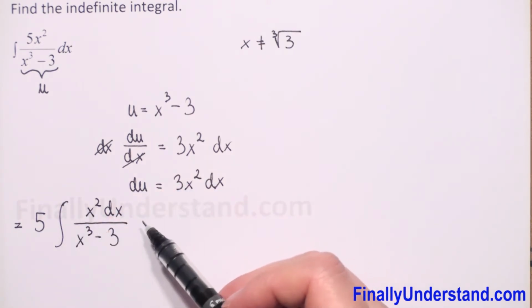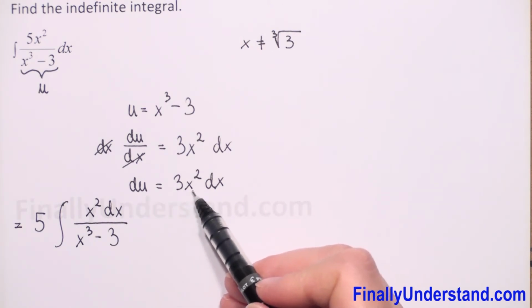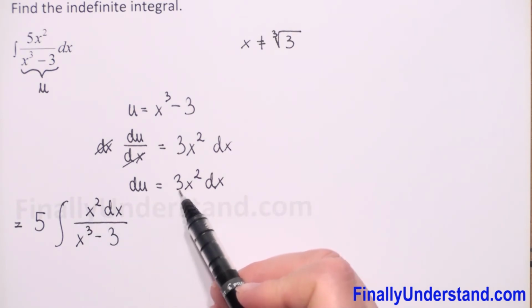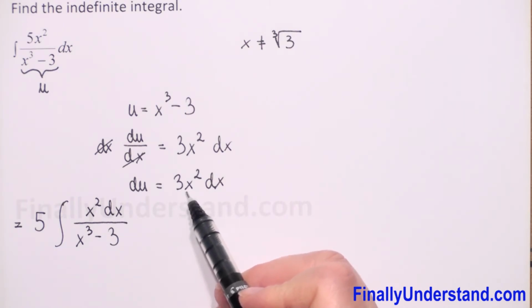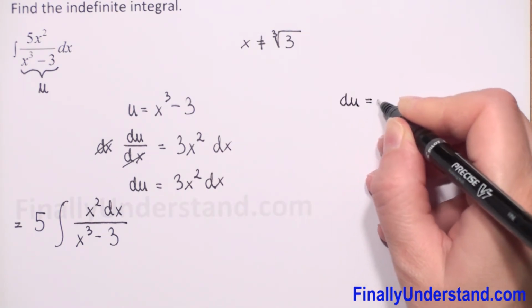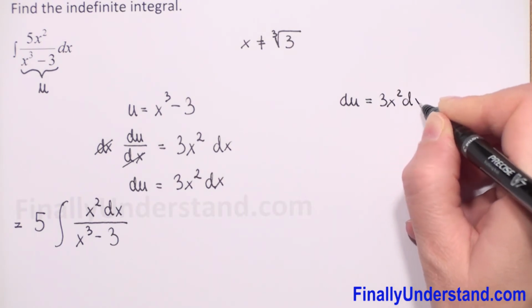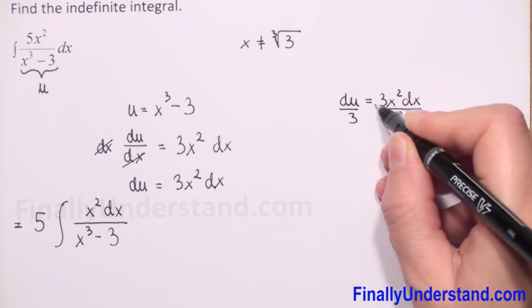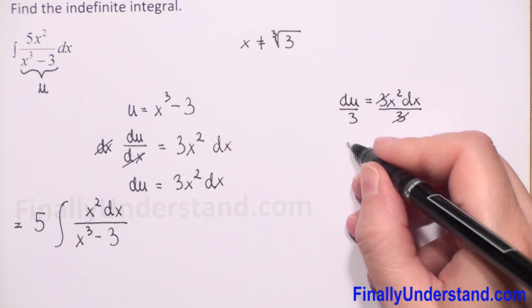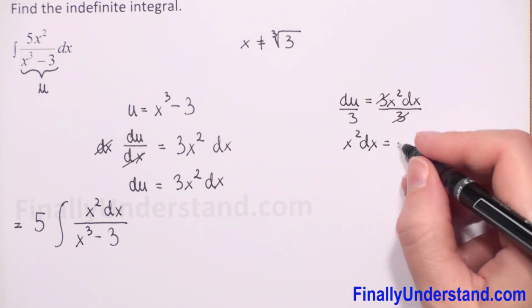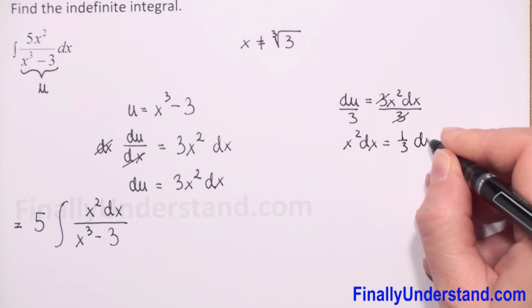We found that du is equal 3x squared dx. We have only x squared dx, so we don't need this 3. Because we have multiplication, I will divide both sides of our equation by 3. Let me rewrite this. We have du is equal 3x squared dx. Now I divide both sides by 3. So 3 and 3 we can reduce, and I will change the sides. So it will be x squared dx is equal du over 3. So I can write 1/3 du.